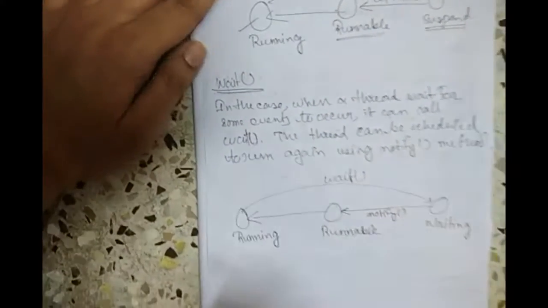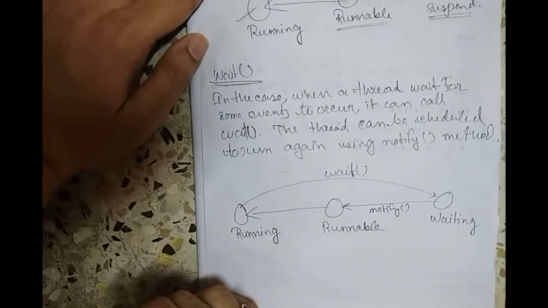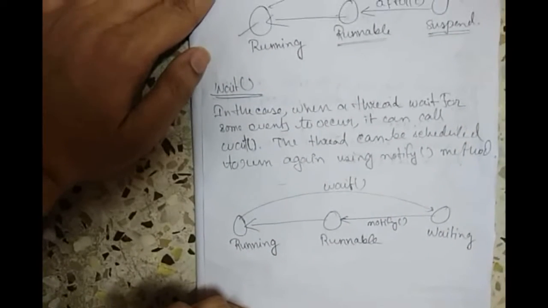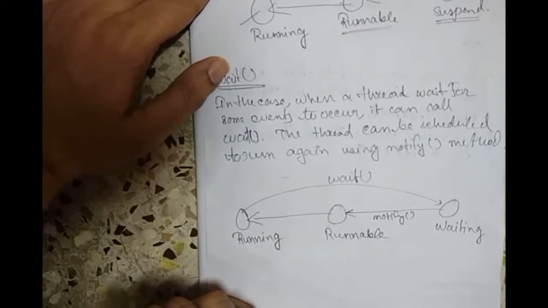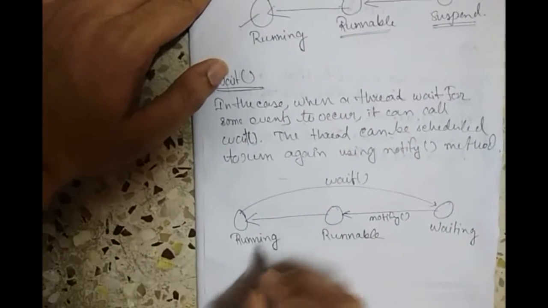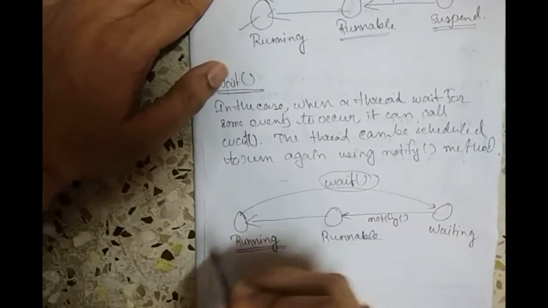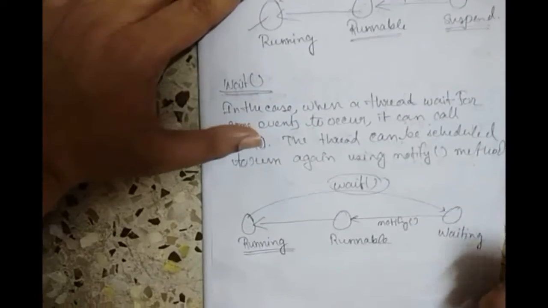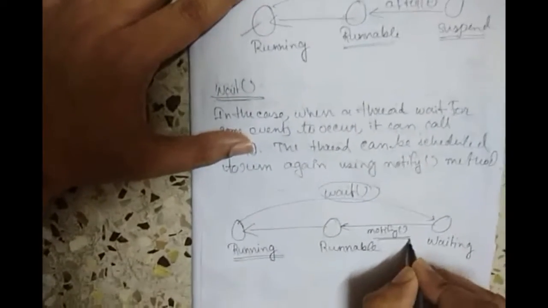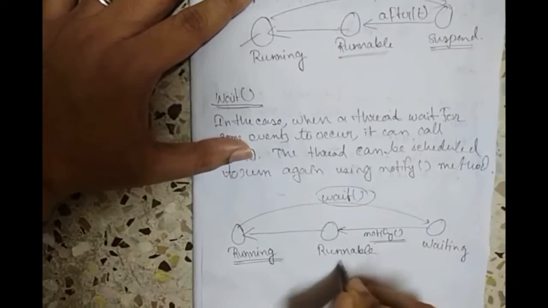Now, the wait method. In the case when a thread waits for some event to occur, it can call the wait method. The thread can be scheduled to run again by the notify method. So whenever a running thread calls the wait method, it goes to the waiting state, and whenever the notify method is invoked, it goes again to the runnable state.